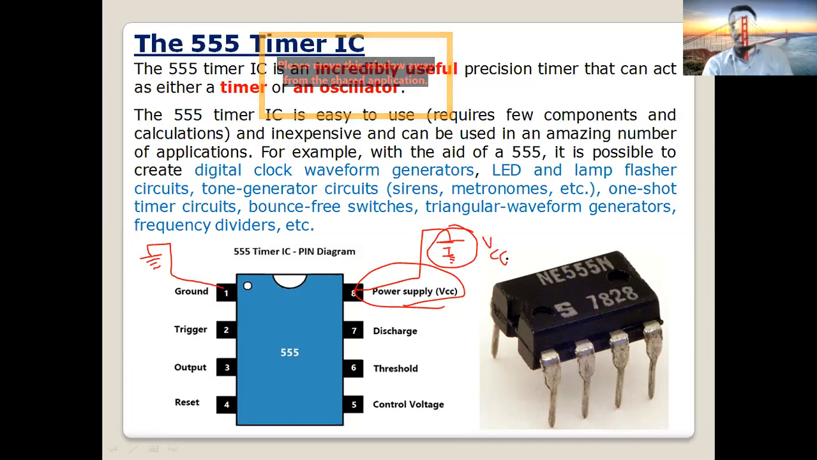So how much battery voltage do you connect here? It depends, from 5 volts up to 15 volts DC. You can give it to the timer depending on the specification. For example, this timer is an NE555N, so you can check the specification to find how much VCC for this timer. So we now know pin number 1 is connected to ground, and pin number 8 is to connect the battery VCC. Okay, next, this device takes inputs.